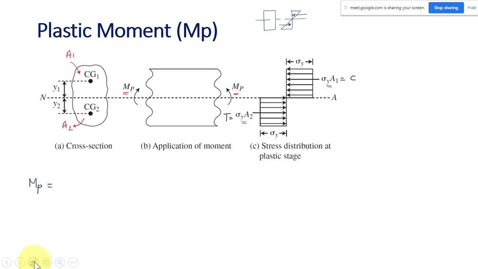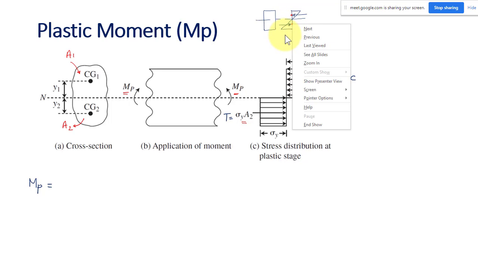So how will you locate the point of action of the compressive force, and how will you locate the point of action of the tensile force? How will you locate that? Sir, the lower triangle will be one third of the height and the upper triangle will be one third of the height. Yeah.